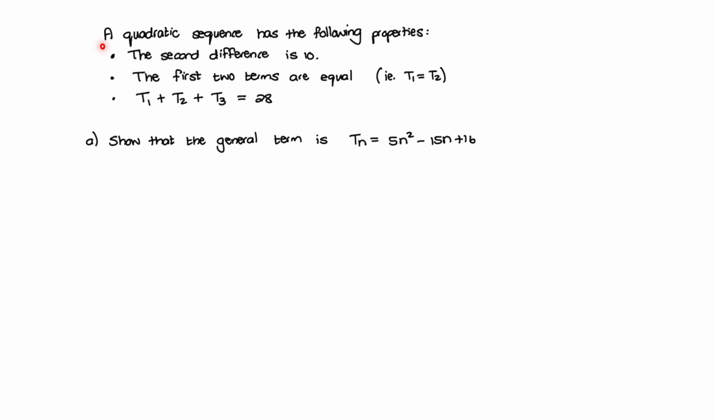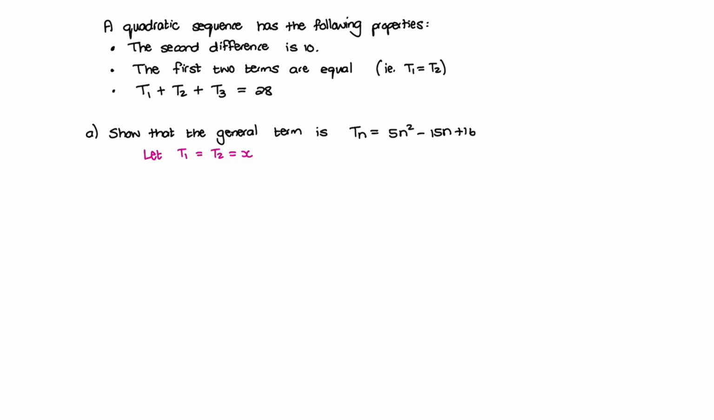We have an exam type question on a quadratic number pattern, and this question has two parts. The information is: a quadratic sequence has the following properties. The second difference is 10, the first two terms are equal, and term 1 plus term 2 plus term 3 is equal to 28. Show that the general term is Tn equals 5n squared minus 15n plus 16.